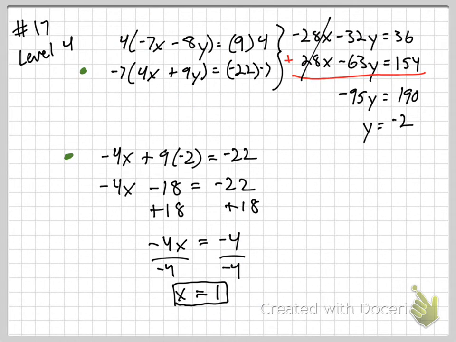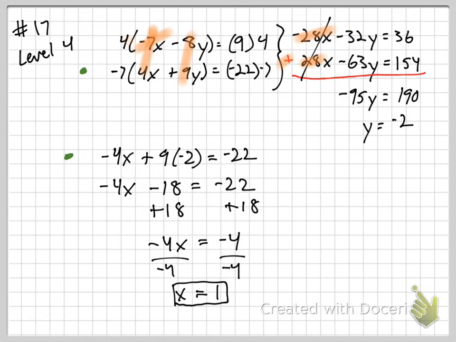A level 4 problem. So a level 4 problem is when these coefficients are not the same. They also are not multiples of each other. So in that case, we look for the easiest way to do it, which in this case is if I multiply negative 7 times 4, I get negative 28. If I multiply 4 times negative 7, I get positive 28. Those are opposites, so I can add them.